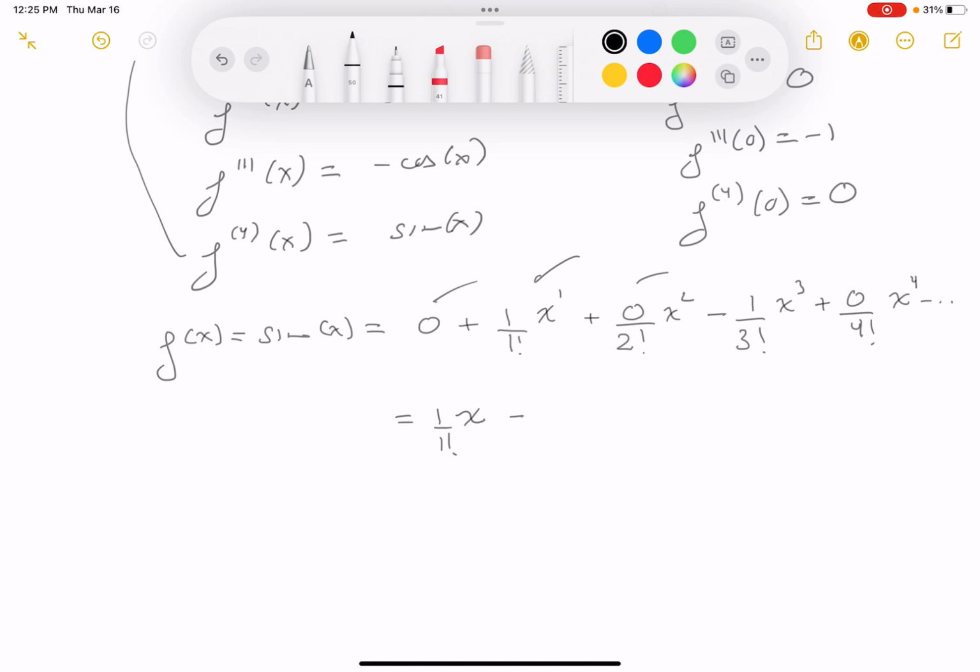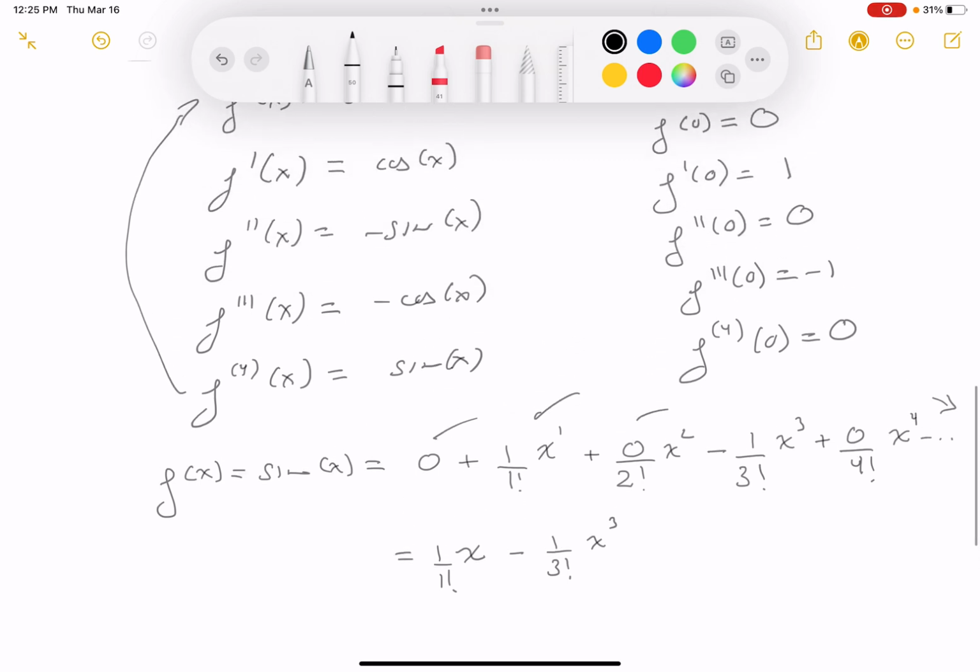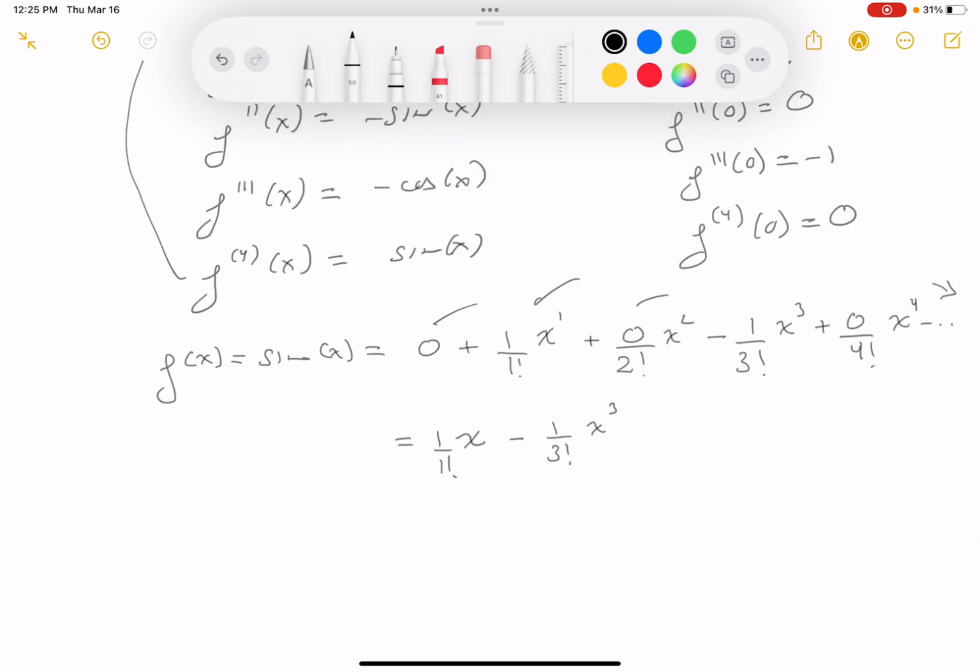Minus 1 over 3 factorial x cubed. What's the next one going to be? Again, it's not written down, but I think you probably know the next one is going to be, let's see, the 4 disappears. Let me see if I did this right. Let's see, 0, 1. Did I do that right? Yeah, I did that. 0, minus, plus, minus.